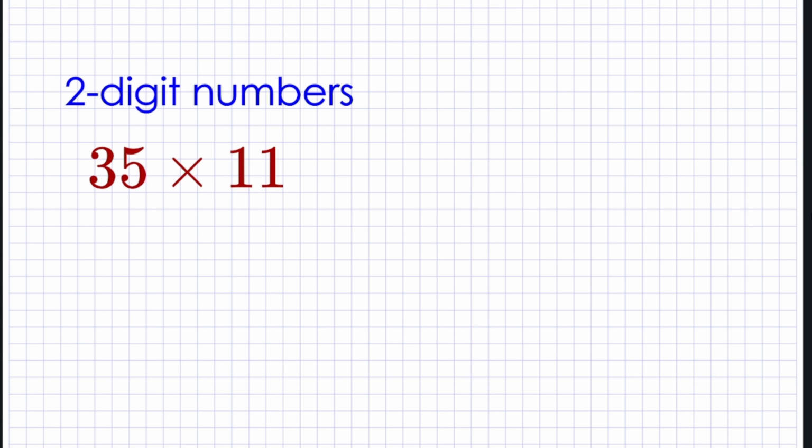So in order to explore what's happening here, we should probably do it out the long way and see what's going on. So one way you can do this is by taking 35 and multiplying by 11 broken down into 10 plus 1. Then by the distributive property, we have 35 times 10 plus 35 times 1. And this gives us 350 plus 35, which is 385.